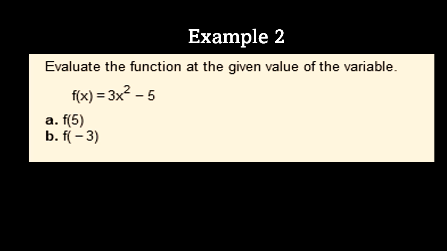Now we're going to evaluate the function at the given value. So f of 5: anytime we have a function of x, 3x squared minus 5, and we need to evaluate that function, we look at the variable and we replace that variable with the value we have. So f of 5 is going to be 3 times 5 squared minus 5. So 3 times 25, that's 75, minus 5, that's 70. It means there is a point on this graph with coordinates (5, 70).